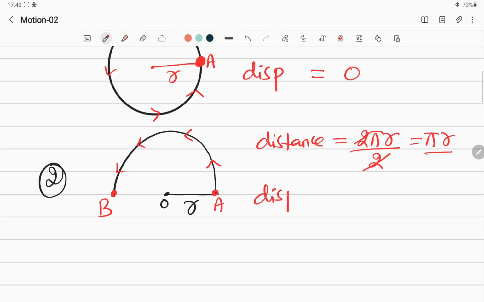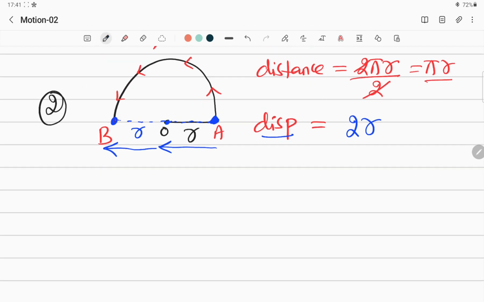Now, how about displacement? This is the initial position, and here is the final position. From this point A to B, what is this distance? Don't you think this is r? This distance is r, and this distance is again r. r plus r becomes 2r. So the displacement is r plus r, which is 2r. This is the displacement. I hope you are understanding what I'm trying to say.